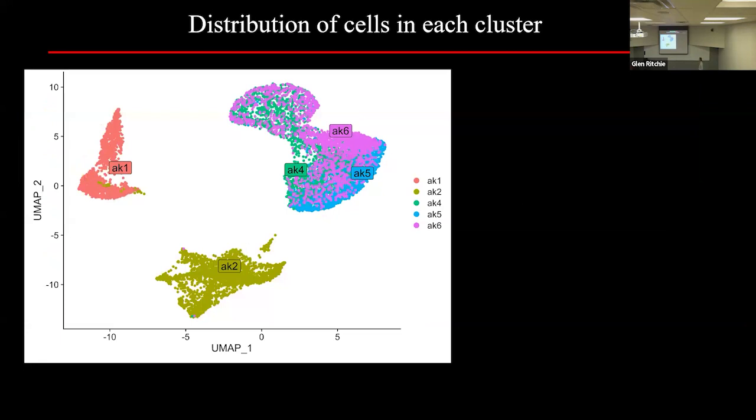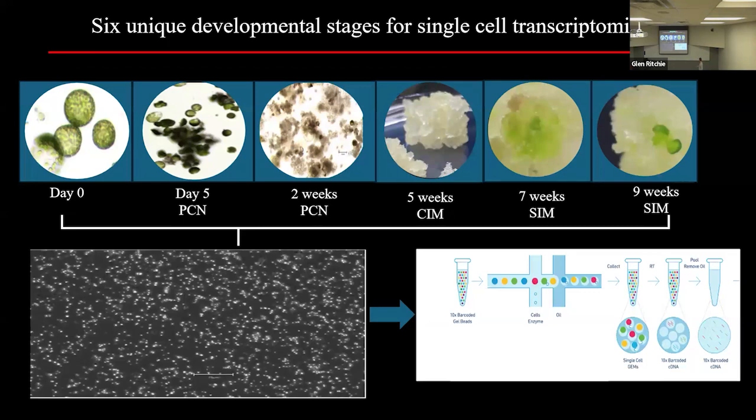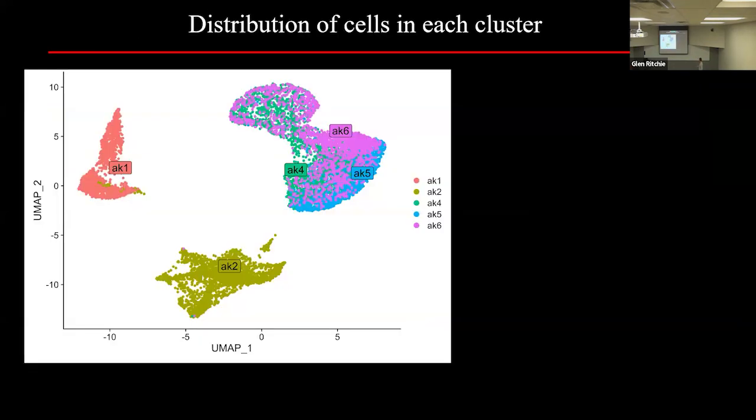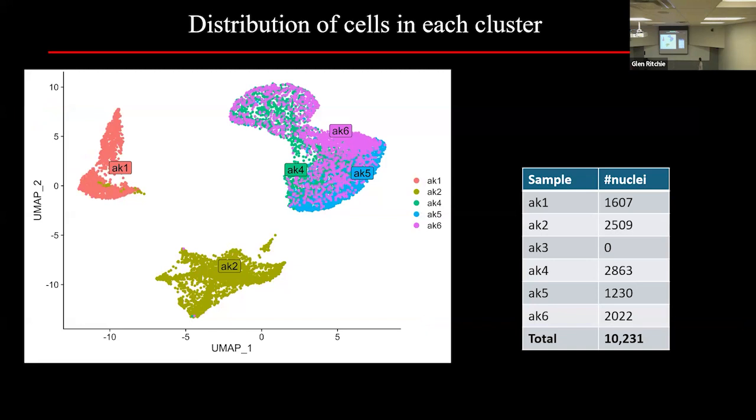After we send it for sequencing, the first thing we see is the clustering of the cells. For example, this AK1 is sample number 1. So this is AK1, 2, 3, 4, 5, and 6. This is the day 0 sample, and each dot represents one cell. If you look at this table, out of 10,000 cells you supply to the 10x microfluidic system, you won't get high quality data from all of the cells. In this case, across all the samples, we got about 10,231 high quality nuclei, and their distribution across the different samples is like this.